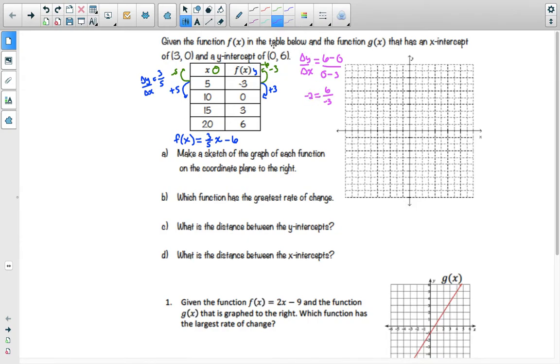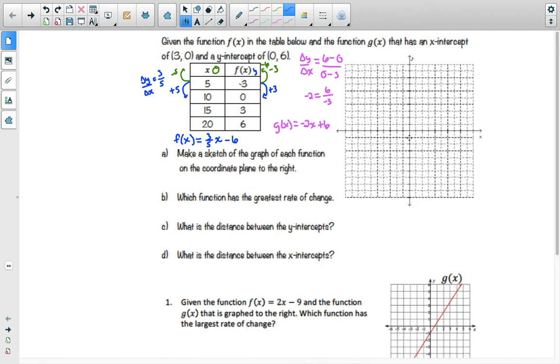My y-intercept for g of x was (0, 6), so I can write the equation for g of x. y equals, our slope is -2 times x, and my y-intercept was (0, 6), so my constant is a +6. Now that I have them in slope-intercept form, we can graph them. I'll graph my f of x. (0, -6) is the first coordinate, so I'm going to count by 1s on my x and y axis.